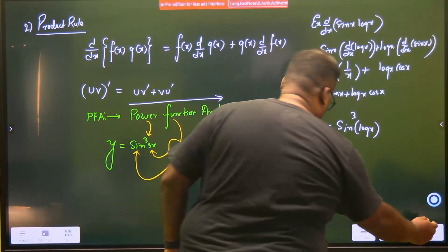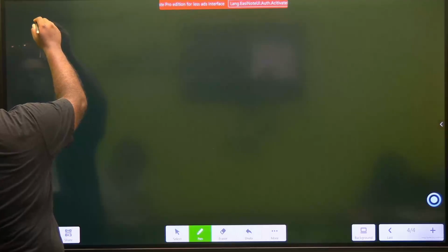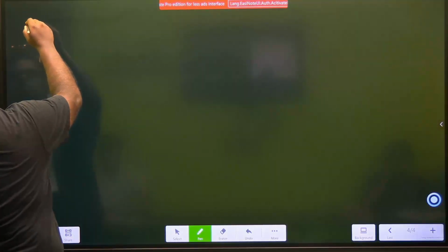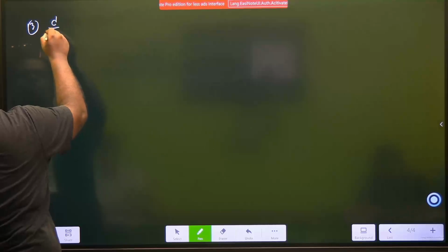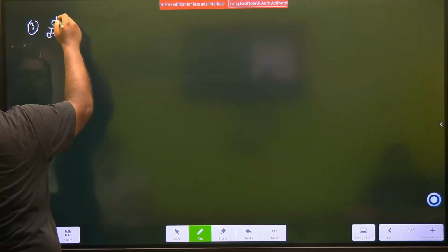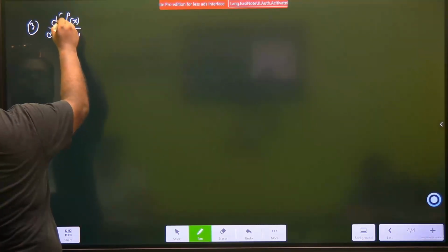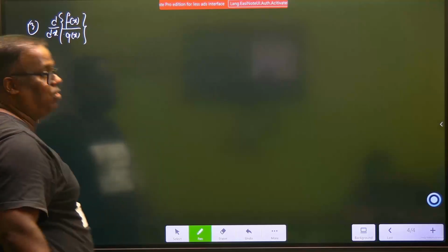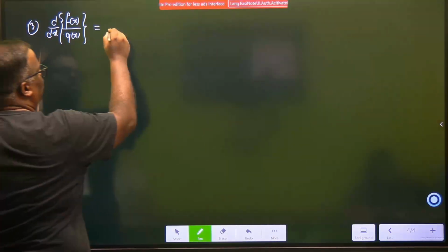Let's see rule number 3 now. Our rule number 2 was with product. Rule number 3 is going to deal with quotient. This is the one which children forget the most. We are trying to solve d/dx of f(x) upon g(x). This is solved in this manner.